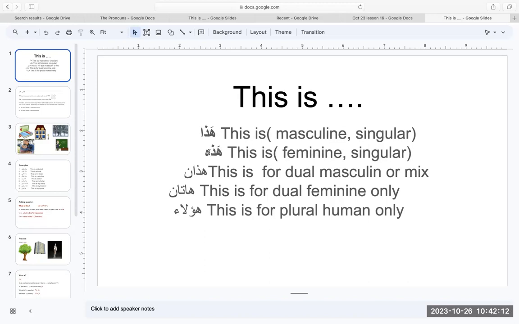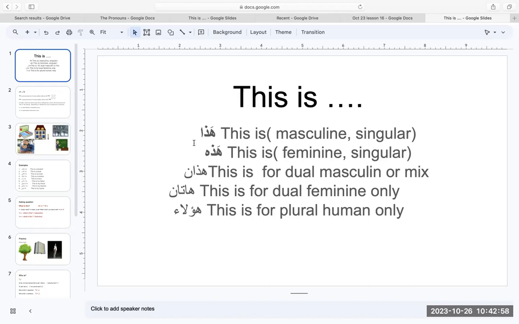So it doesn't matter if it's a human being or non-human being, we're going to use هذا and هذه. هذا for singular masculine and هذه for singular feminine. Then we're going to use هذان for dual, masculine or mix. And we use هاتان for dual, just feminine. And we use هؤلاء in the meaning of this is for human only.